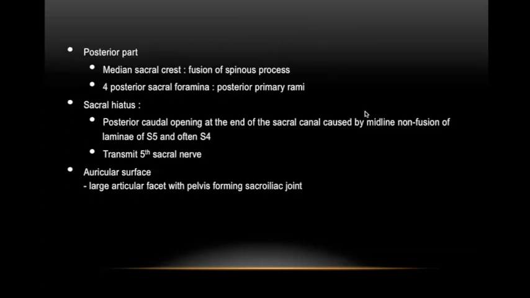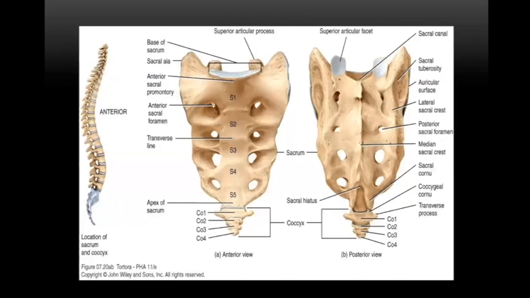Right. So the posterior part is called the median sacral crest, which is a fusion of spinous processes, and it has 4 posterior sacral foramina, and you have the sacral hiatus, which transmits the 5th sacral nerve. So again, these are the median sacral crest, which is fused, and the sacral hiatus, which transmits the 5th sacral nerve. So S1, S2, S3, S4, S5 exit at the bottom. All right.